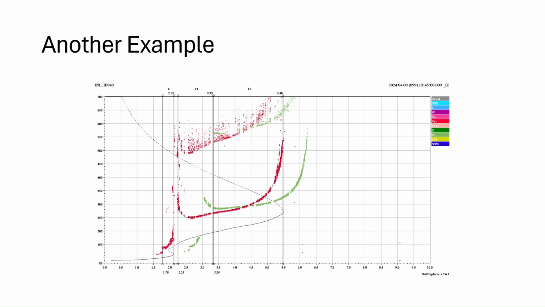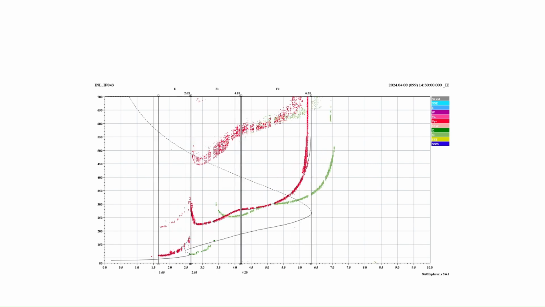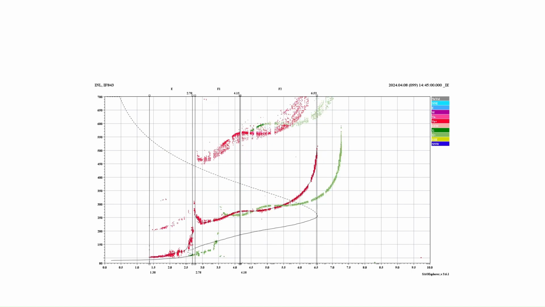Which example is this? I've forgotten my own examples. Oh, that's really not a great one.